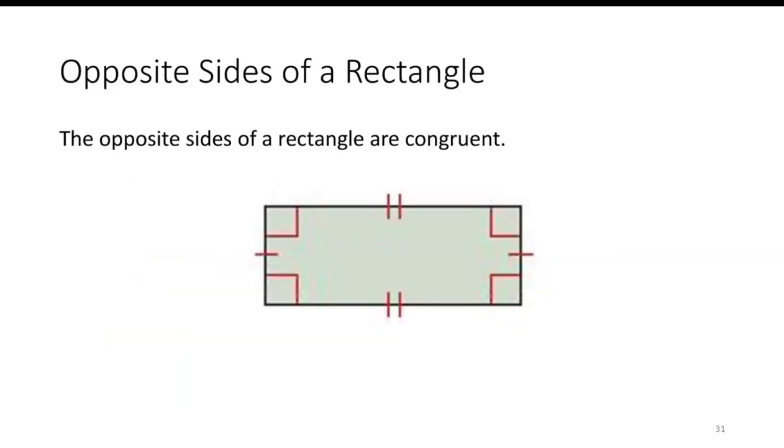Alright, so one property of a rectangle is that opposite sides are always congruent. That's true of rectangles, it's also true of squares, though for a square, all the sides are congruent. But for rectangles, the opposite sides are. So the left and right sides of a rectangle are the same measure. The bottom and top sides of a rectangle have the same measure.